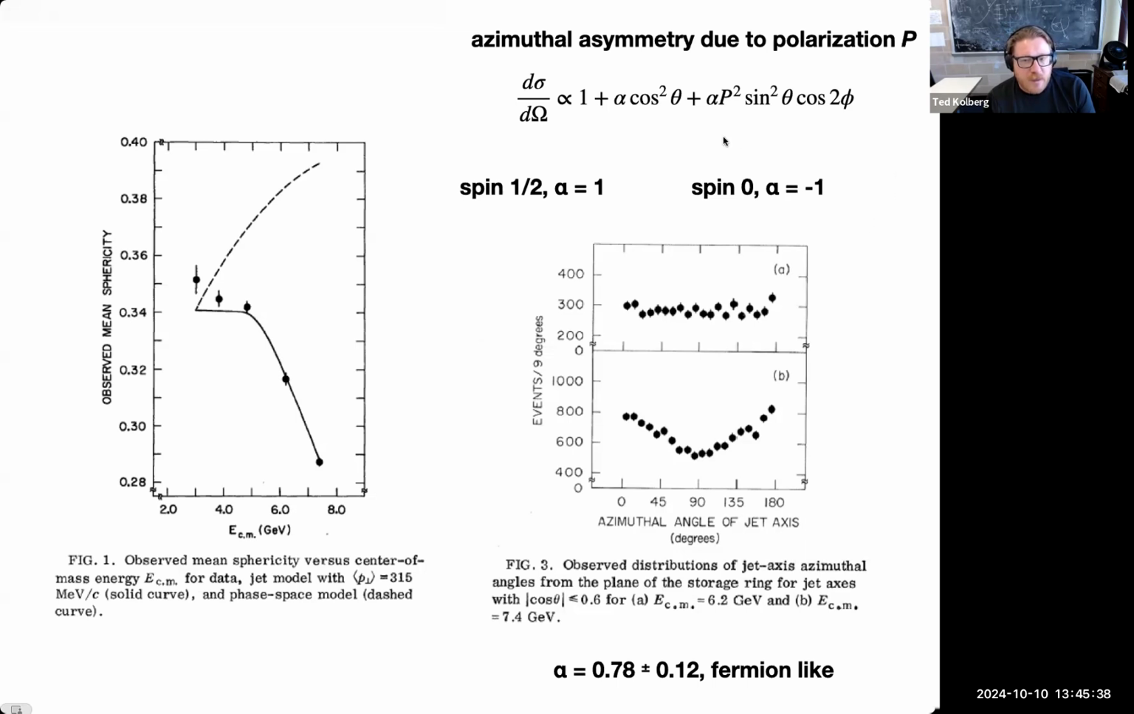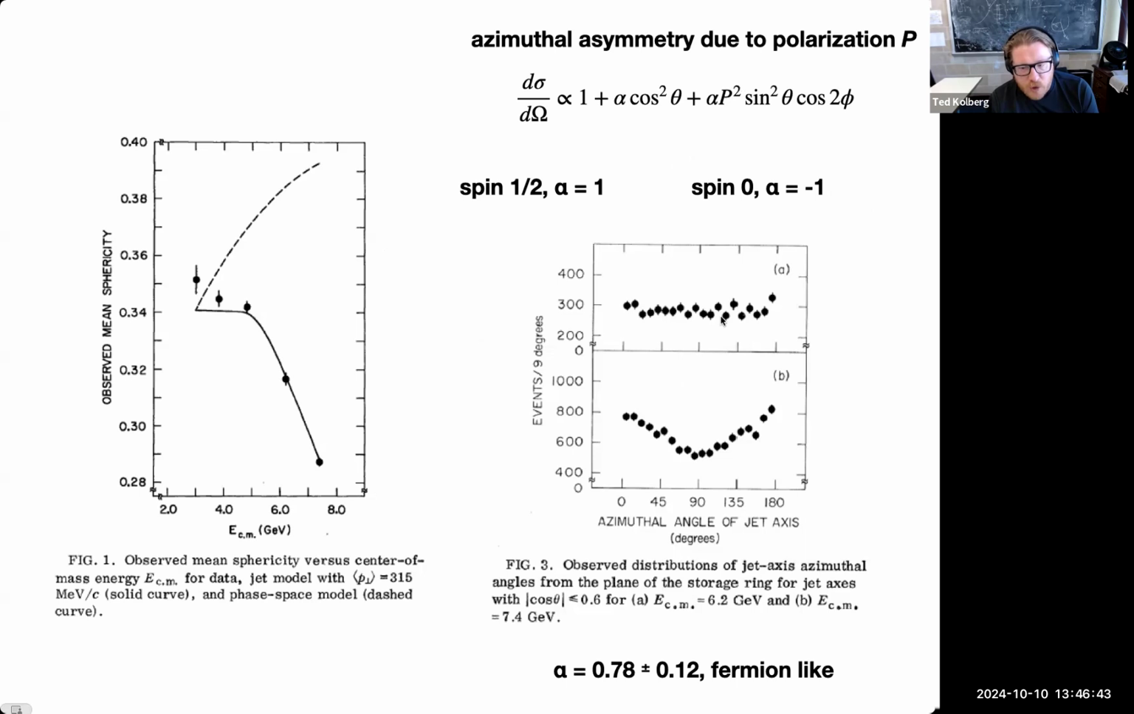So one can compute the effect that this polarization has on the 1 plus cos squared theta distribution that we expect without this effect. Basically this cos squared theta term picks up this parameter alpha, which depends on the spin of the particle that you're producing. And then there's a second term, sine squared theta times cos 2 phi, where phi is the azimuthal angle. That term depends not only on alpha, but on the degree of polarization. So you can fit this to the observed production cross-section per unit angle and try to extract the alpha value given the polarization that you have at that energy. If you see an alpha value closer to 1, that means the particle is more spin 1/2 like. If you see an alpha value closer to -1, that means the particle is more spin 0 like.